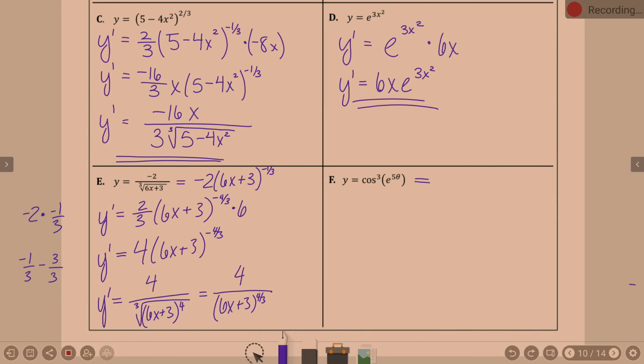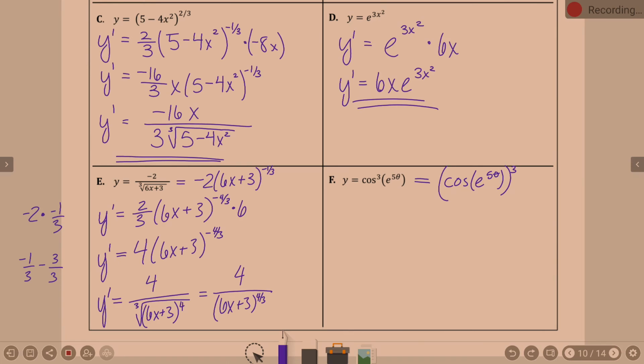Cosine cubed of e to the 5 theta. So e to the 5 theta is the inside of my cosine function. Cosine cubed is saying this function raised to the 3rd. So I'm going to write this as cosine of e to the 5 theta, raised to the 3rd. I know it is more common to have the 3 right there on the cosine if it's cosine cubed. However, with derivatives, I think it's sometimes easier to think of it as cosine of something raised to the 3rd.